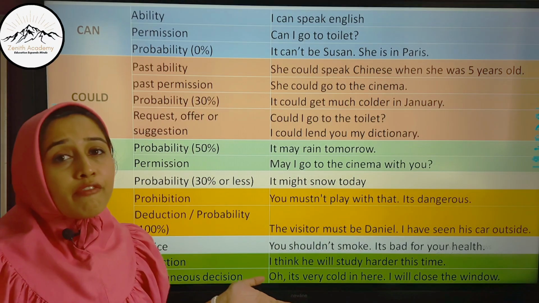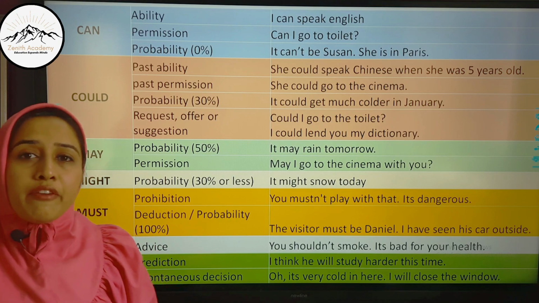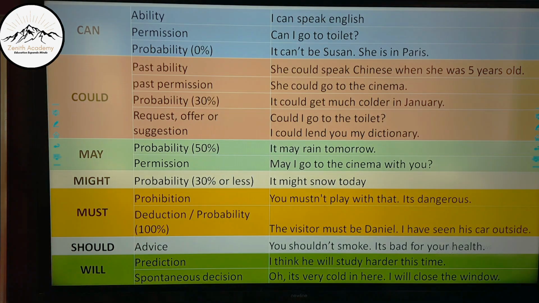This is the first part of modal auxiliaries. Please take a screenshot for quick review and reference for later.